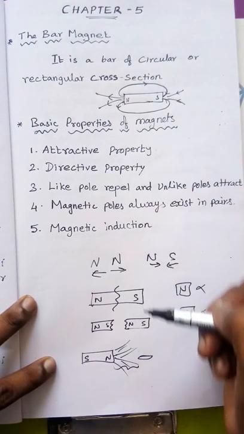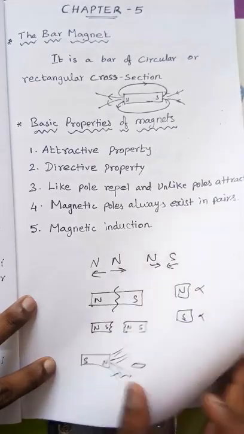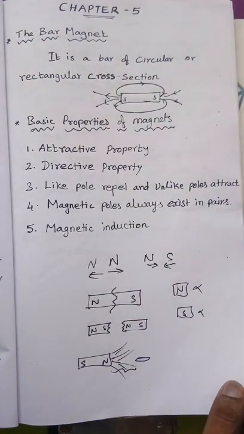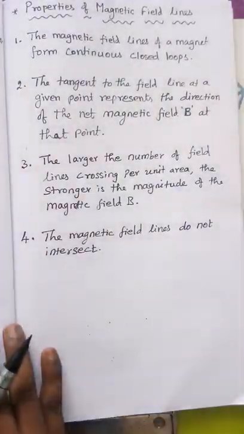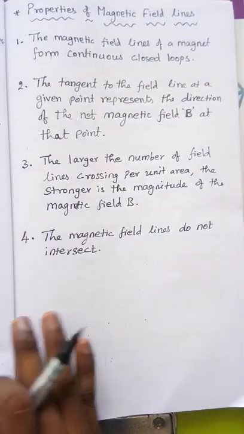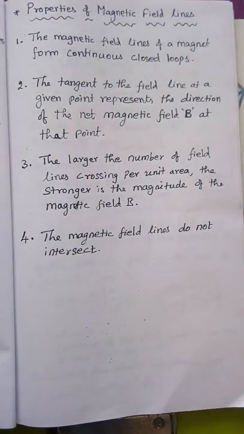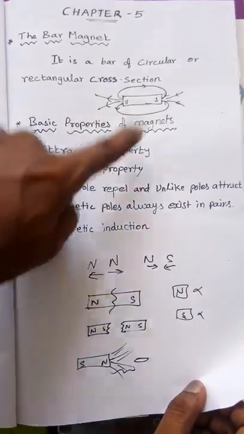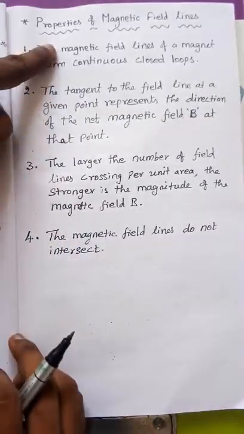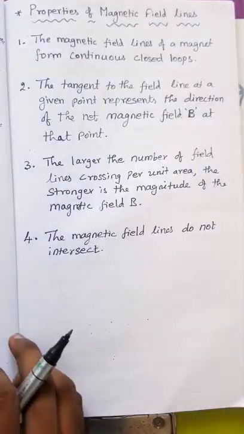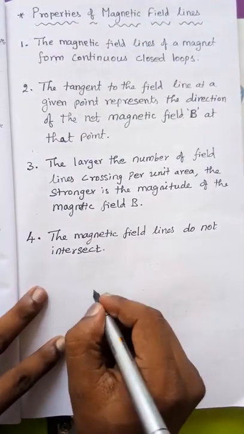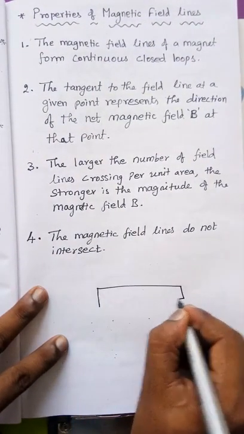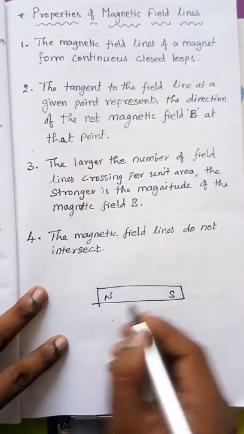So these are the 5 very important basic properties of a bar magnet. And another very important topic is the properties of magnetic field lines. Don't confuse: the previous ones are the properties of magnets, and here are the properties of magnetic field lines. Field lines, you know that one. You take one bar magnet, north and south.